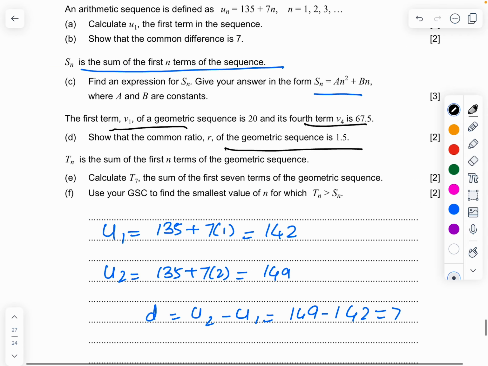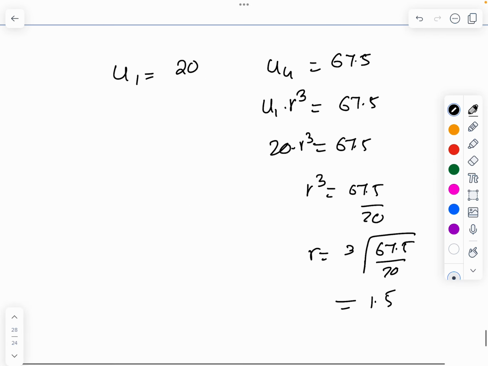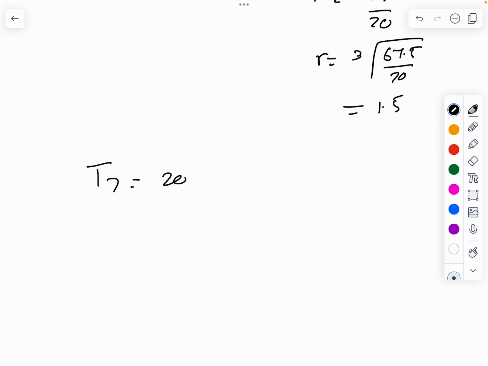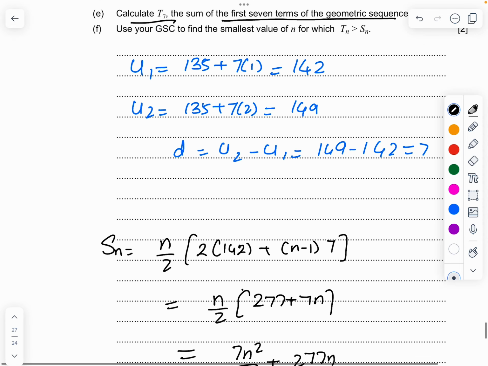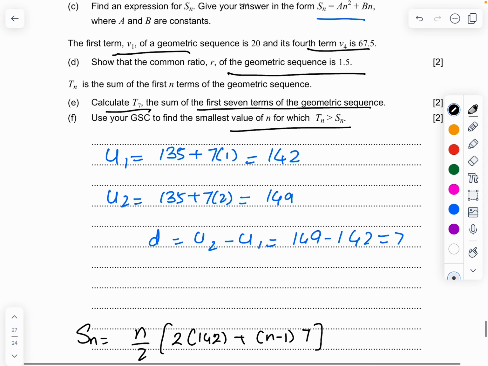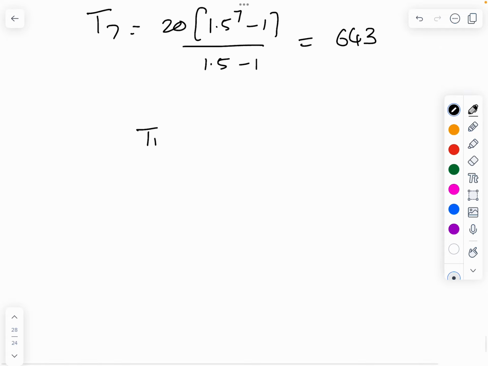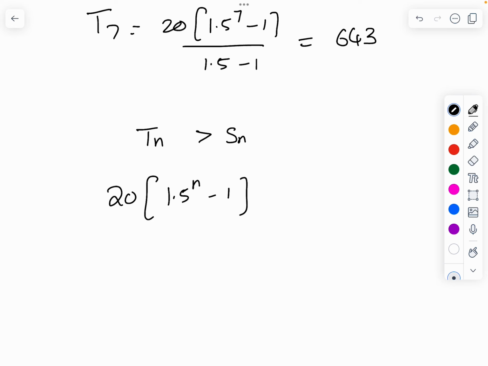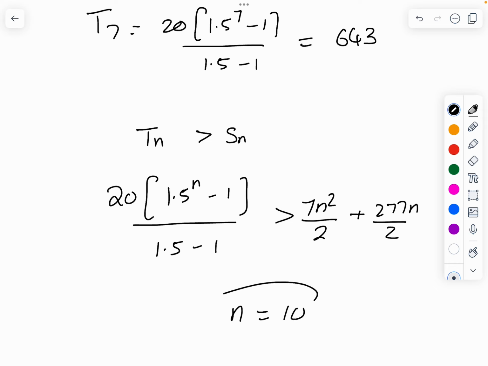Then finally, Tn is the sum, T7, the first 7 terms. So T7 equals 20 times (1.5 to the power 7 minus 1) divided by 1.5 minus 1, which is 643. Find the smallest value of n such that Tn is greater than Sn. Tn, which is 20 times (1.5 to the power n minus 1) divided by 1.5 minus 1, is greater than 7n squared upon 2 plus 277n upon 2. Use the calculator to get the value of n as 10.